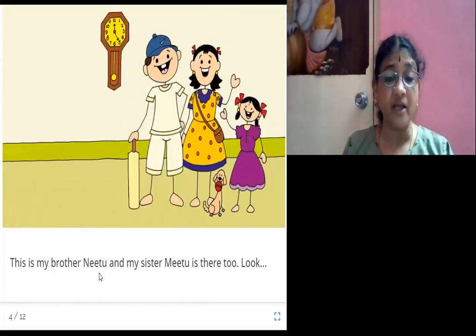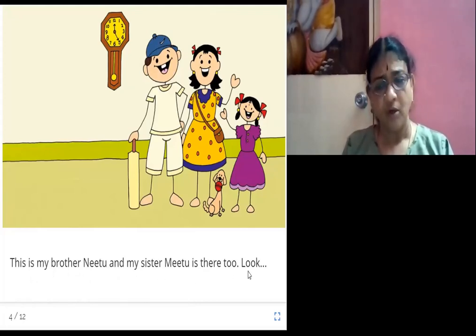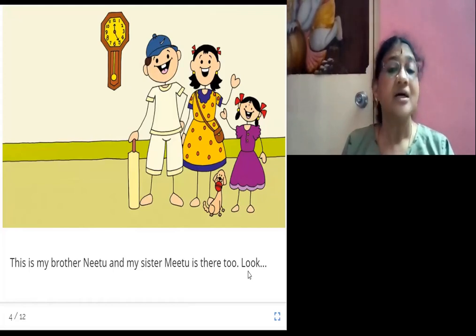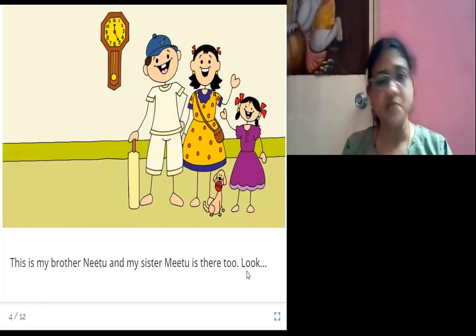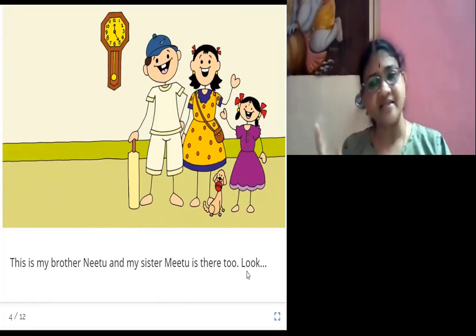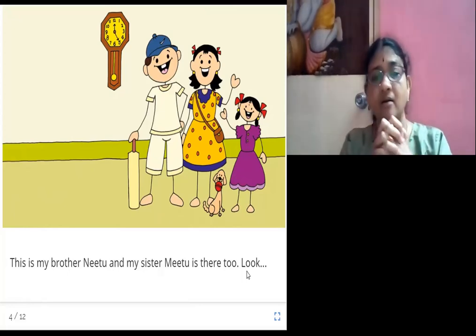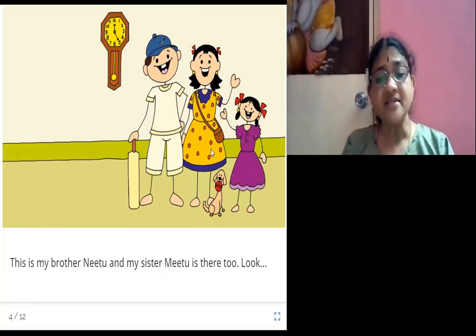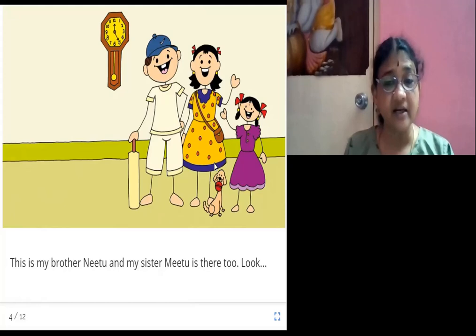This is my brother Neetu. And my sister Meetu is there too. So she introduces her brother and sister. They are also called siblings. Siblings meaning brother and sister. Both together are called siblings. So this boy is this girl's brother Neetu. And this girl is her sister, Meetu.